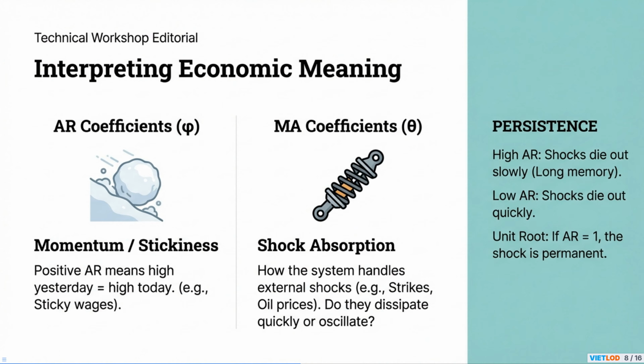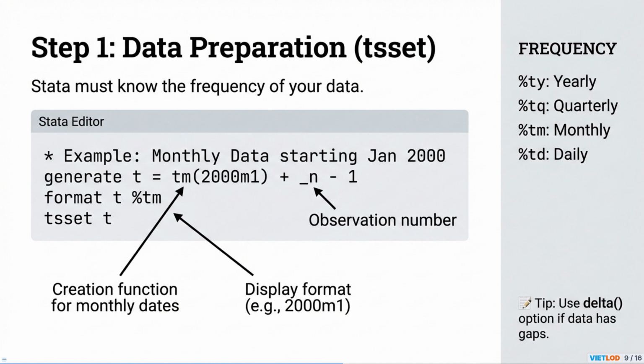The magnitude of the AR coefficient is directly related to persistence. A high AR value means shocks have a long memory and die out slowly. Conversely, a low AR value indicates that shocks die out quickly. A critical point is the concept of a unit root. If the AR coefficient is 1, the shock is considered permanent and will never die out.